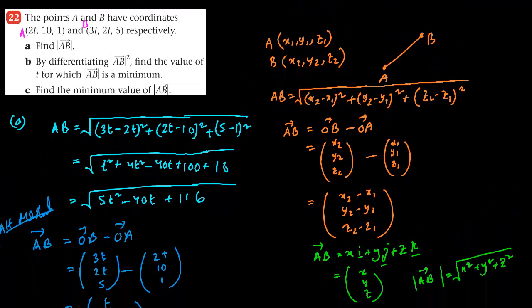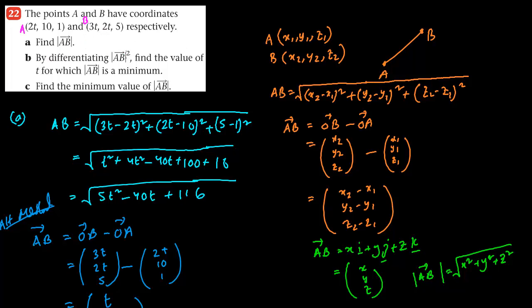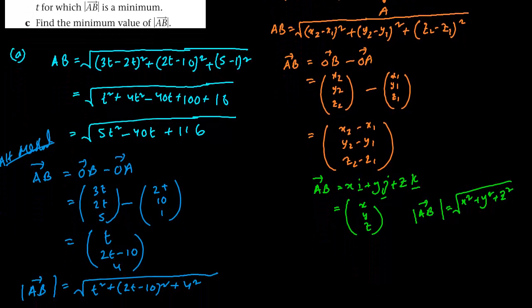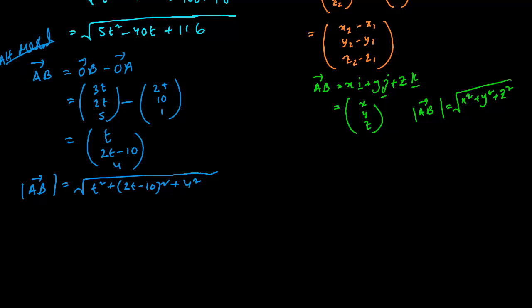Now take a look at question number B. Question number B is completely different. It does not deal with vectors, it really deals with coordinate geometry. It deals with maxima and minima. So what they are saying is that by differentiating the length of AB squared, find the minimum value of t. When you have a question like that, what you do is, let me write question number B. L squared equals 5t squared minus 40t plus 116.